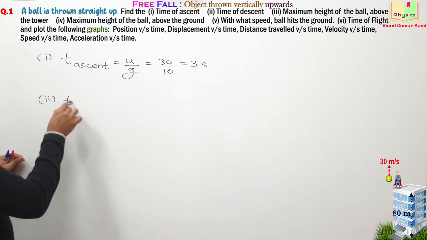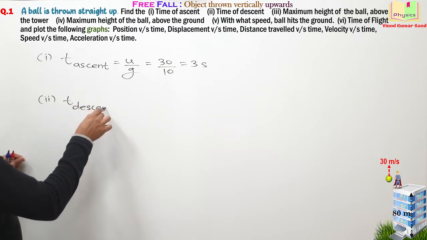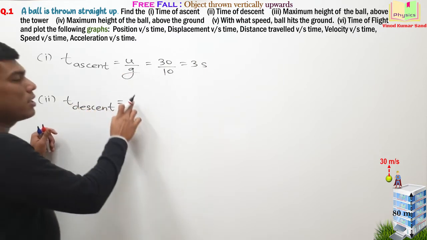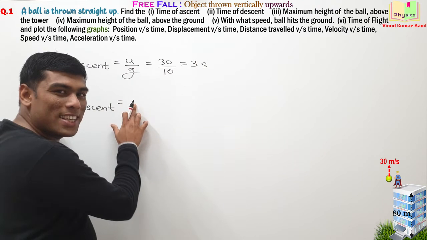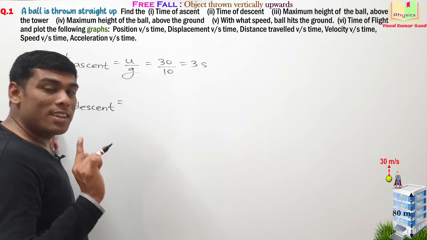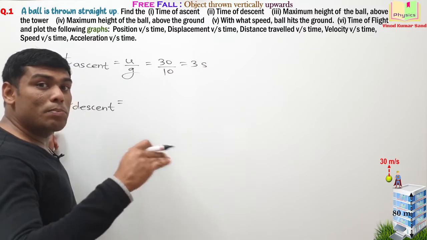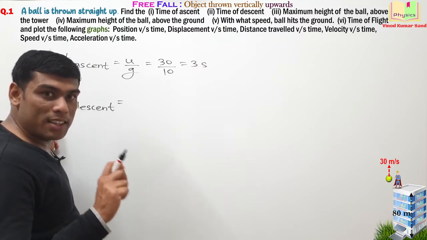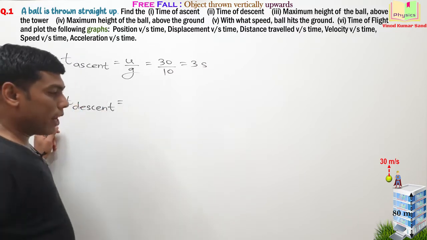Second part, the time of descent. Can we use here u by g? What do you think? The answer is no, because now it's not landing at the same level. It's landing below the projection level. It is hitting the ground. So we need to calculate it.